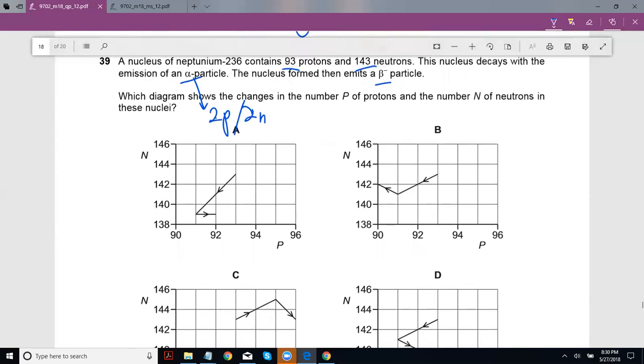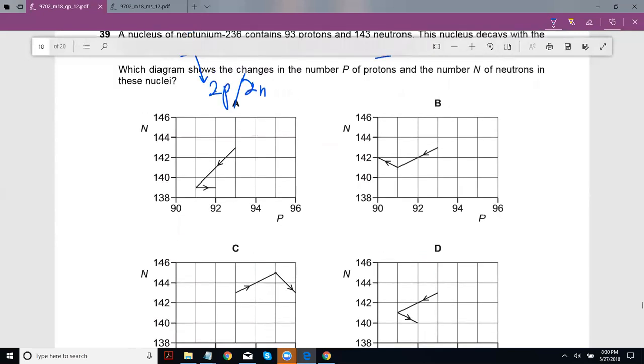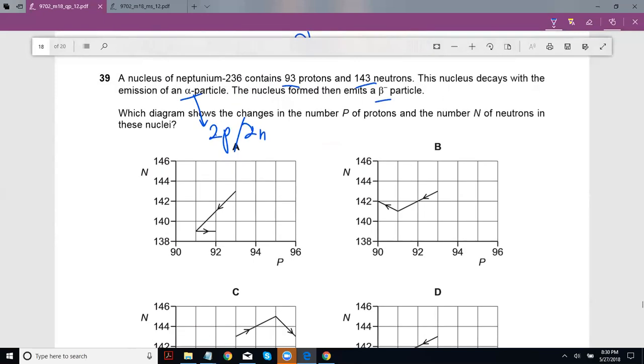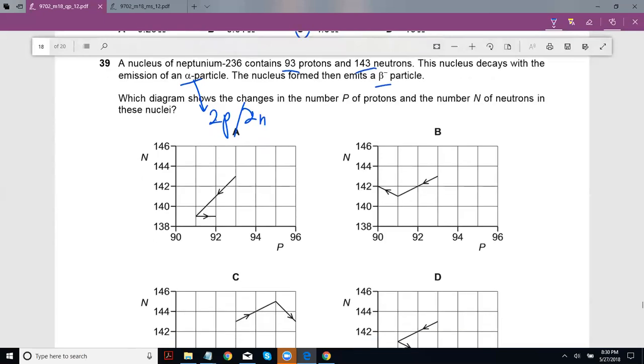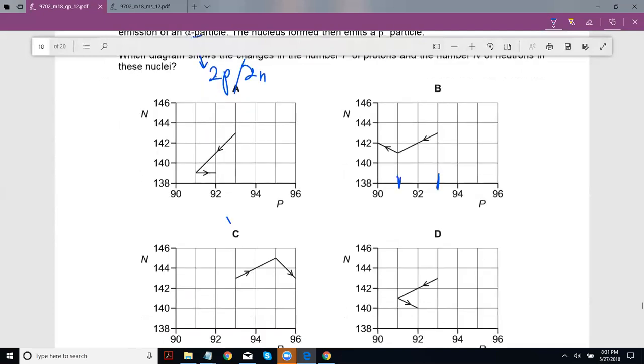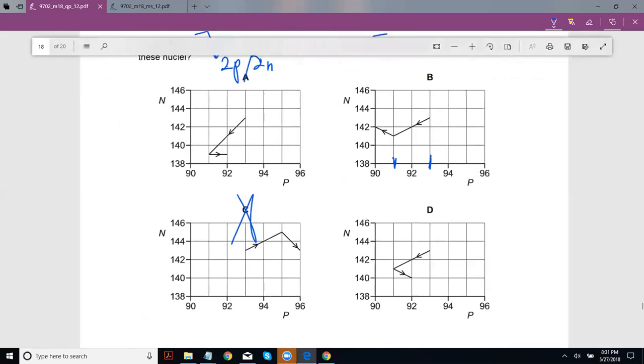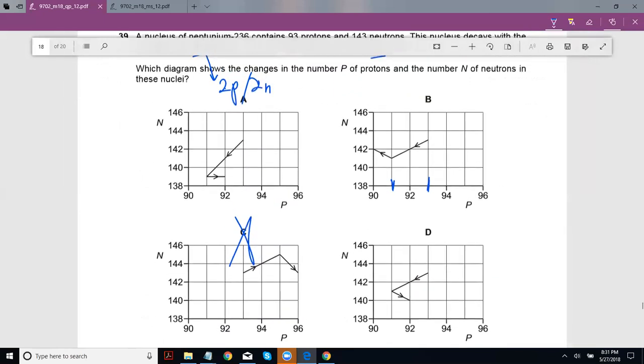So you start off at the correct spot where you have 93 protons and 143 neutrons. We need to show two less protons. So you obviously need to go from 93 to 91. So hence you can kind of rule out C. A, B, and D are all reducing. But which one shows two less neutrons?